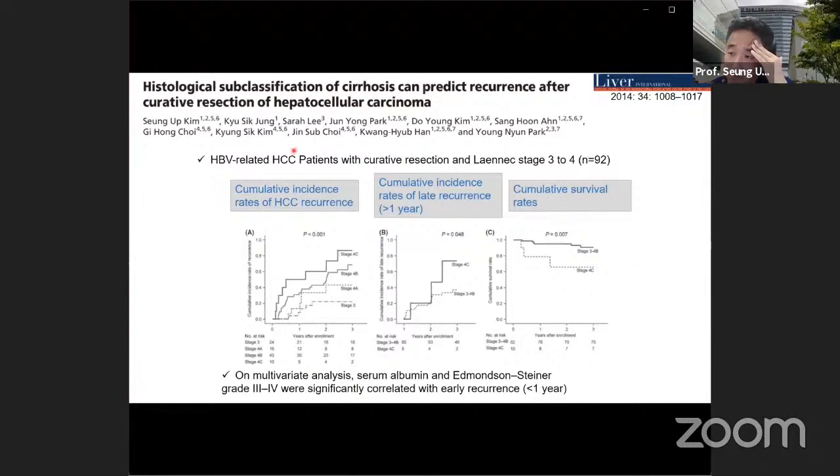We also checked whether the histological subclassification of liver cirrhosis can predict recurrence after curative resection of HCC patients. And most patients are hepatitis B related HCC patients with Laennec stage 3 to 4A. Cumulative incidence rate of HCC recurrence is significantly different among stage 3, 4A, 4B, and 4C. And the rate of recurrence is different in stage 3 to 4B cases compared to 4C, and the cumulative survival rate shows similar patterns. Therefore, Laennec staging can represent the prognosis of liver cirrhosis.